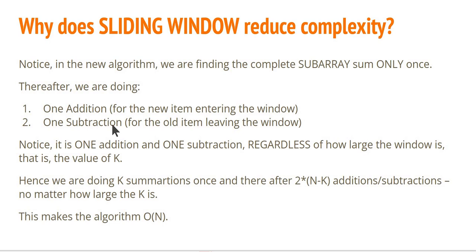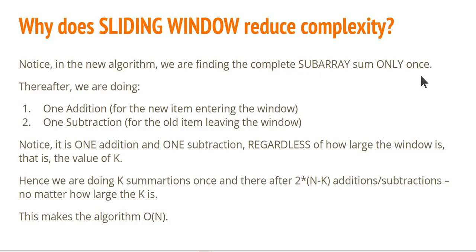So we have seen the naive algorithm to solve the subarray sum problem. Now we also saw the sliding window algorithm. Question is, why does the sliding window algorithm reduce complexity? Well, the point is this: in the new algorithm with the sliding window, we are finding the complete subarray sum only once.